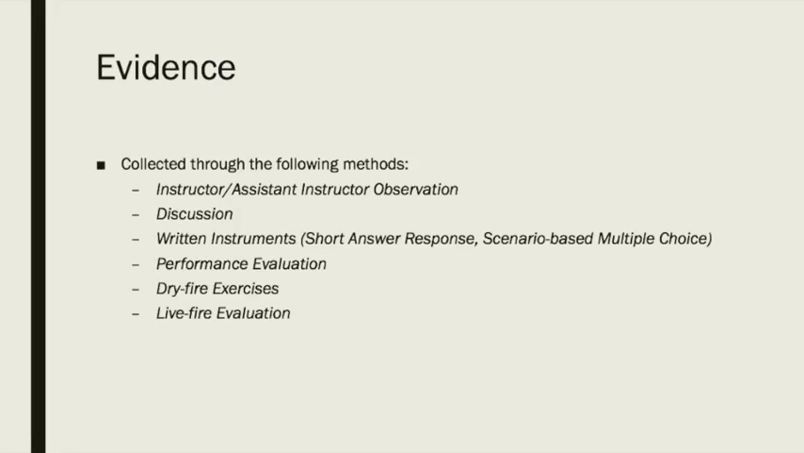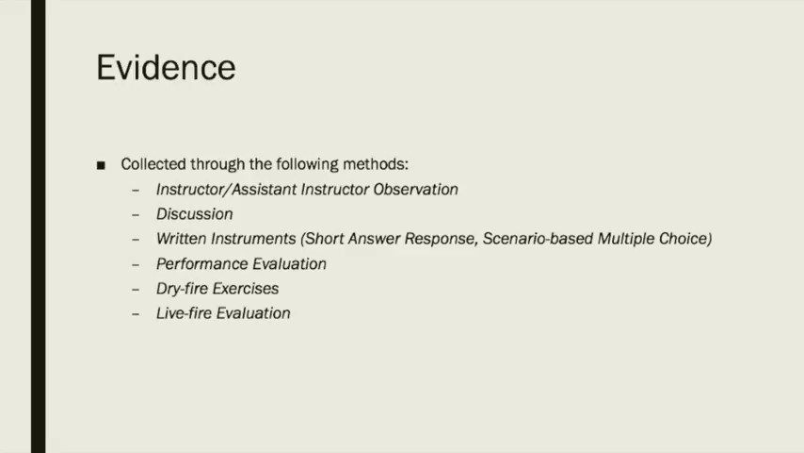The second stage includes evidence. Developing and determining what evidence is needed in order to assess that the learner has gotten the information at the appropriate level. In this course, we've utilized different assessment methods: instructor observation, whether in the classroom they're getting it or not getting it and setting the pace of the class accordingly, discussion, written instruments, utilizing short answer responses and scenario-based multiple choice questions to further determine that individual's knowledge outside the context of the classroom.